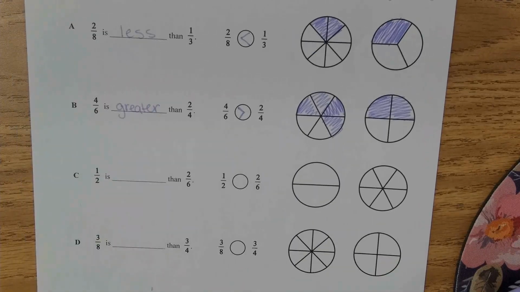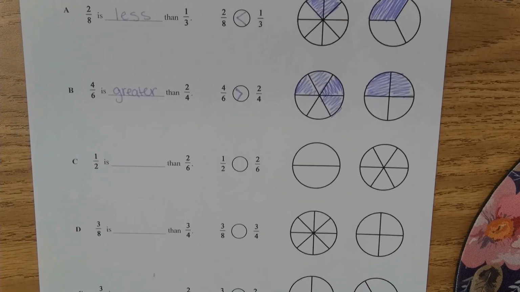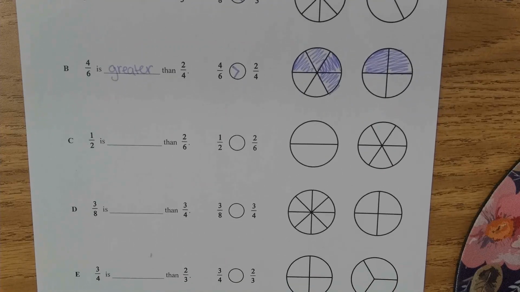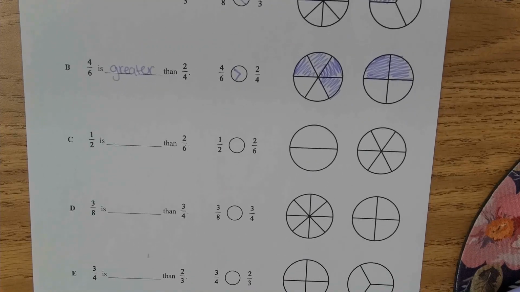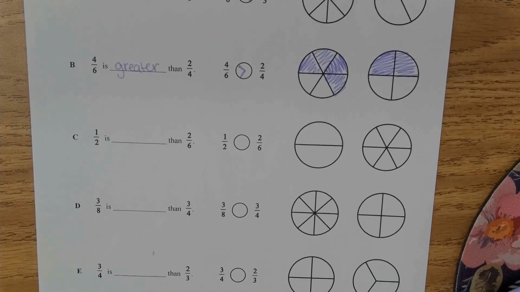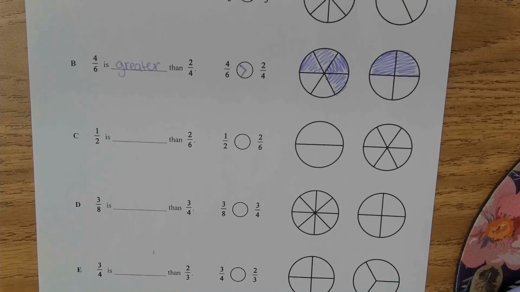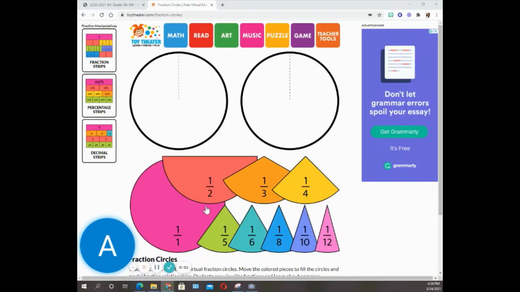Now let's go ahead and look at letter C. So here I'm going to go back to my video and demonstrate this on my virtual fraction circles. So letter C, we're comparing 1/2 to 2/6. So let's start with 1/2. Let's look at 2/6. Can I see already here visually which one is greater?